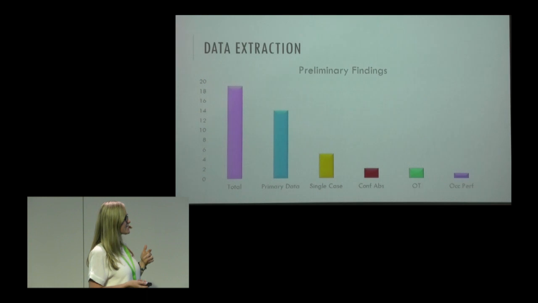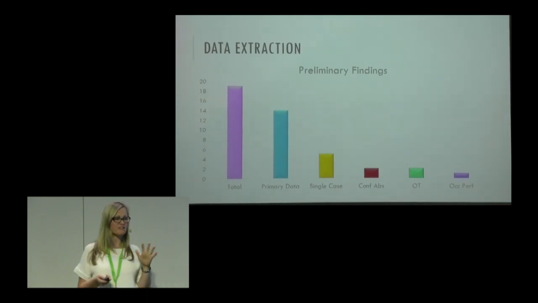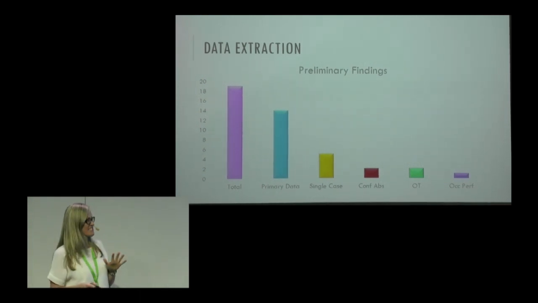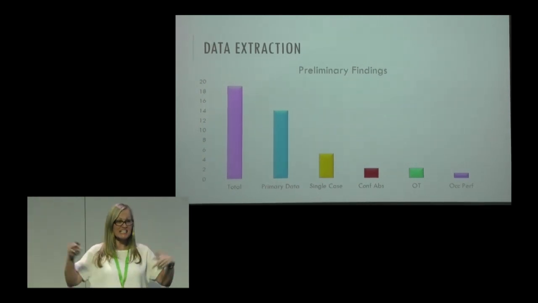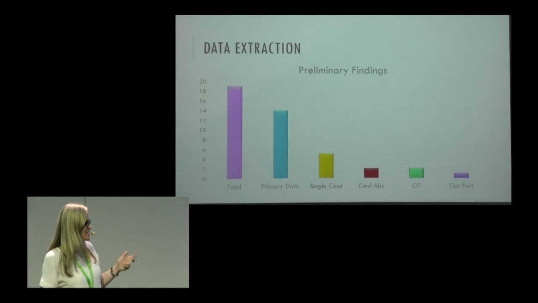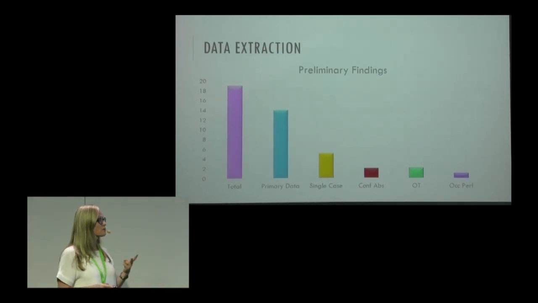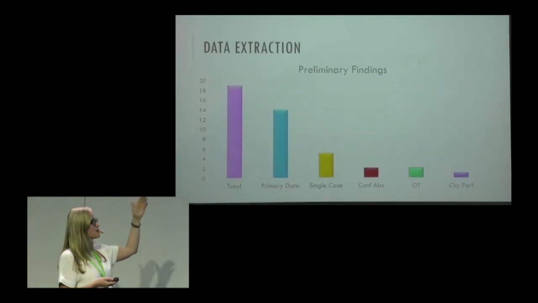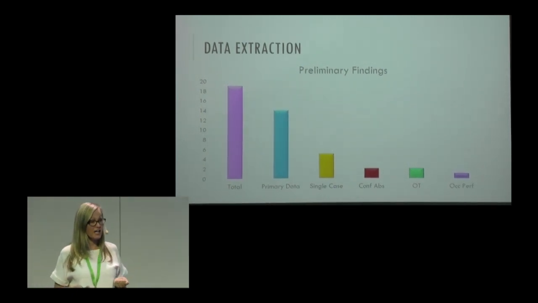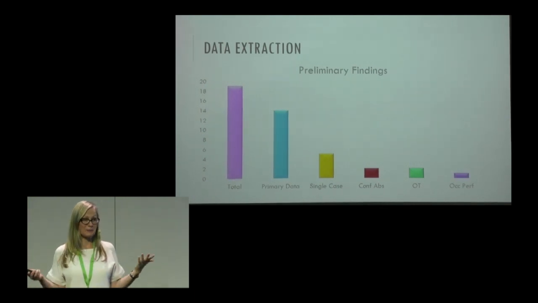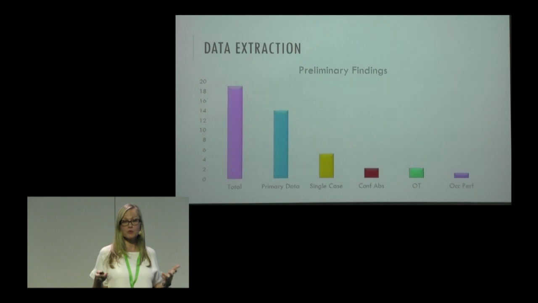Out of the primary data articles, 5 of them were single case studies. 2 of them were conference abstracts that had no paper attached to that conference abstract. 2 of the 19 were occupational therapy specific publications, but only 1 of those was primary data. So there's a paucity of pure occupational therapy literature in this area.